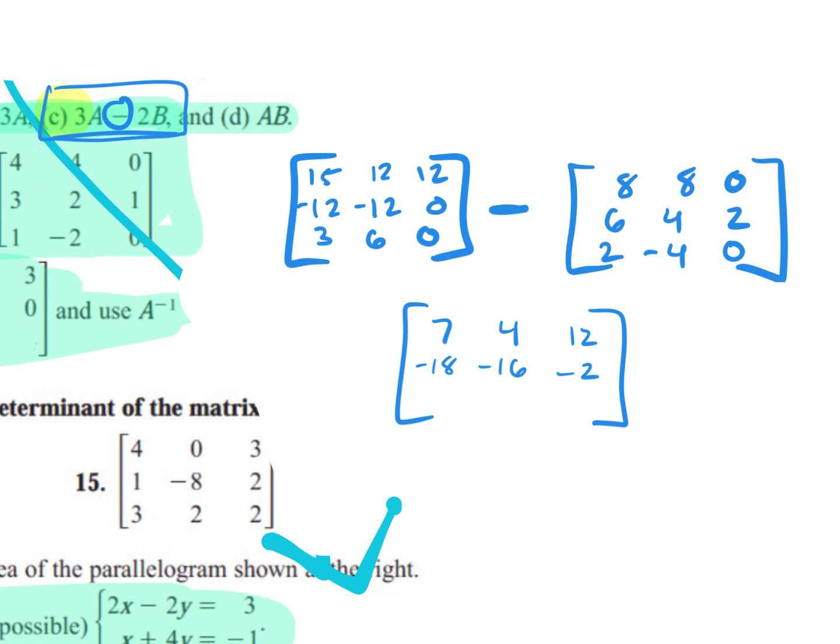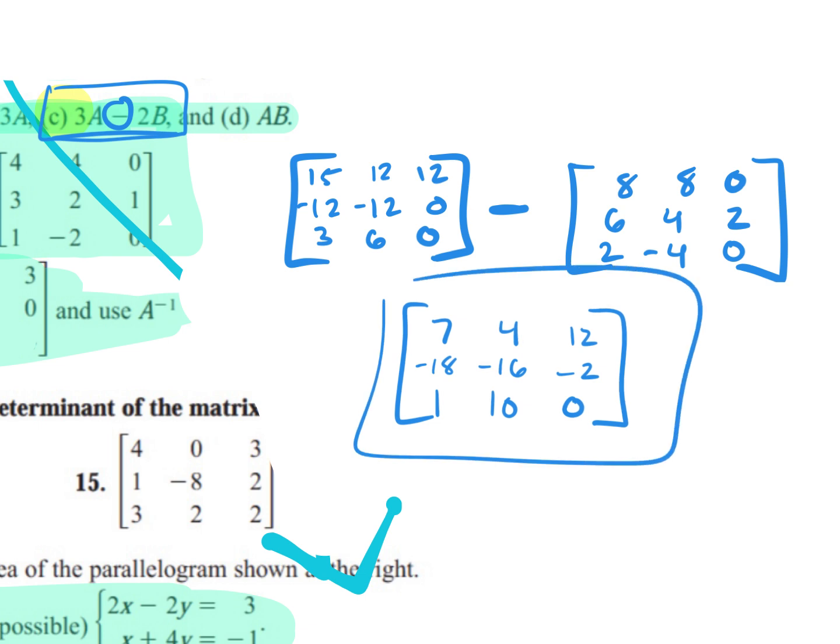3 minus 2 would be 1. 6 minus -4. Minus a negative turns into a plus. So this would be 6 plus 4 is 10. 0 minus 0 is 0. Again, use your answer choices to help you. If you figure out the first row and it only matches one answer choice, that's it. You can pick that as your answer and move on.